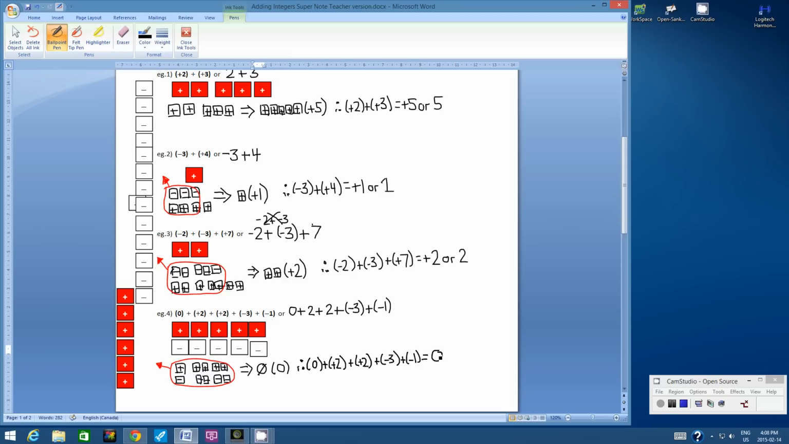Okay? So I hope this made a little bit of sense. If you can visualize the tiles in your head, it's going to make adding integers a whole lot easier.